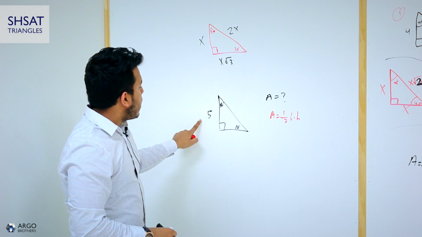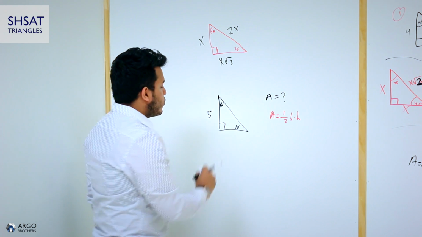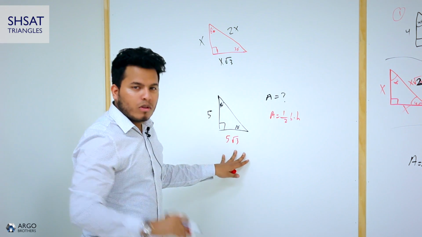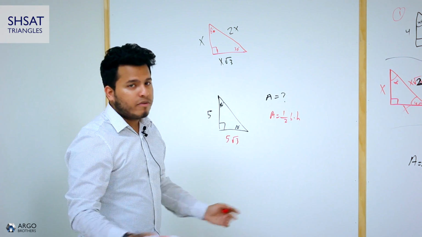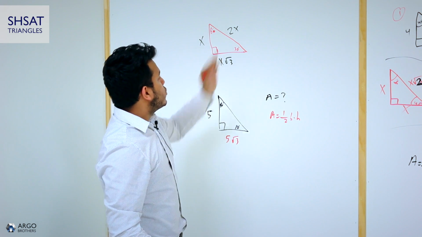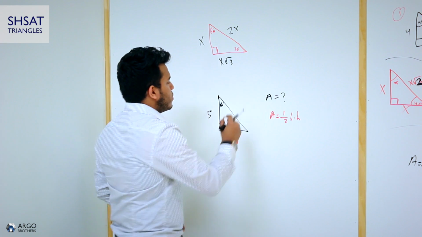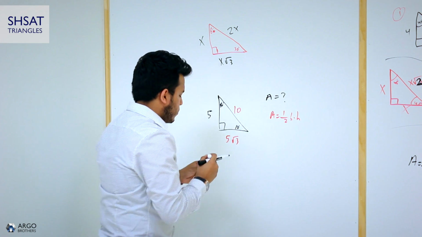So instead of just 5, it's now 5 radical 3. So it's 5 radical 3, and now automatically I know, well, let's just go ahead and do the hypotenuse for fun, okay? The hypotenuse is 2x. That means x is 5. 5 times 2 is 10. So the length of the hypotenuse is 10.